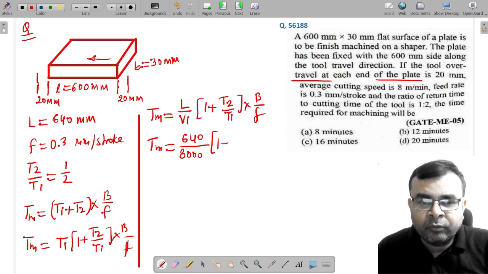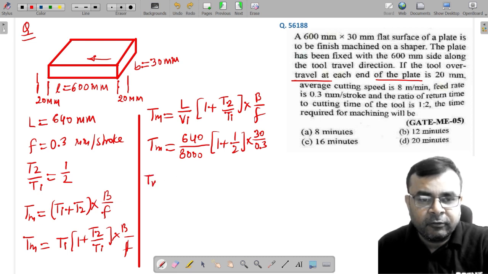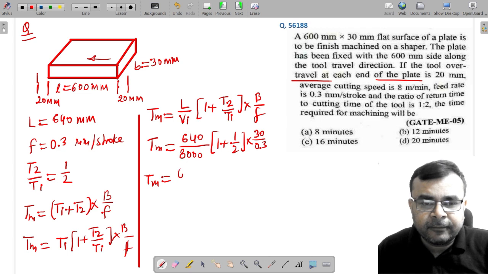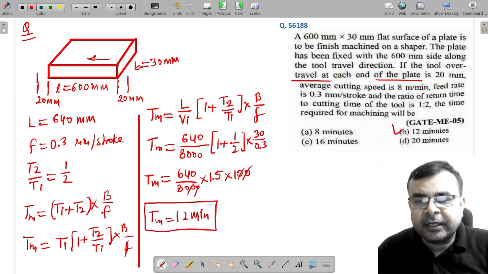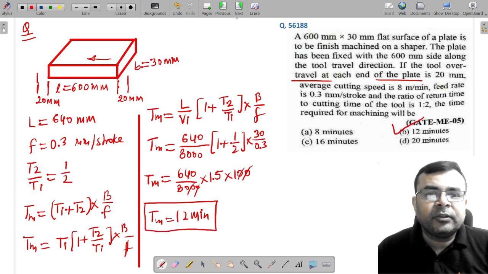Yes or no? 1 plus 1 by 2, into 30 by 0.3. When you simplify this, we get 640 by 8000 into 1.5 into 100. And after simplification, how much time do we get? This is 12 minutes. Exactly 12 minutes we get. So the correct answer is option B. So like this, you can solve this problem.